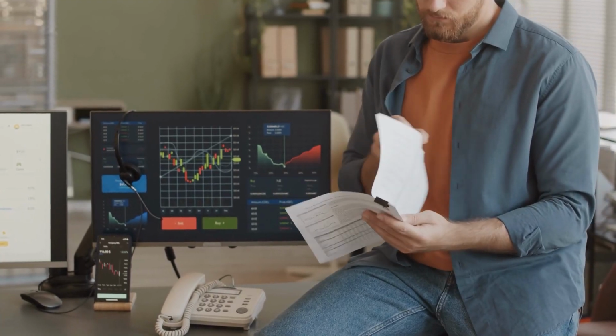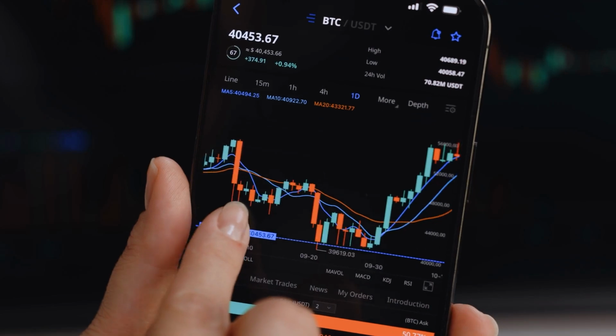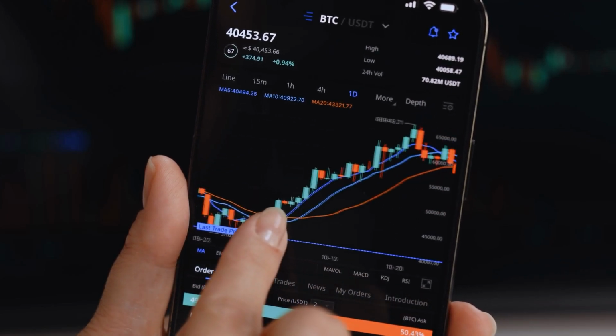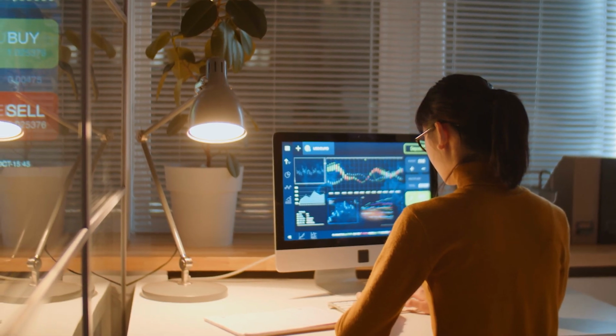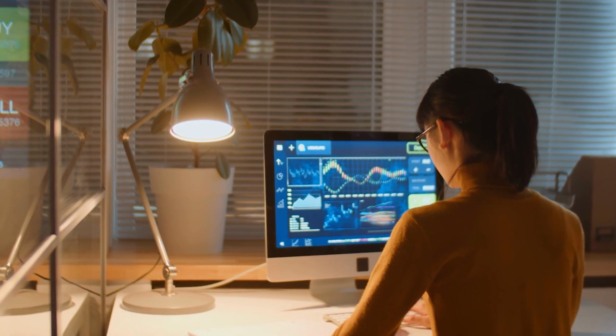Remember, the goal of technical analysis is to use past market data to inform your trading decisions. It's not an exact science, but with practice, you can develop a strategy that works for you.